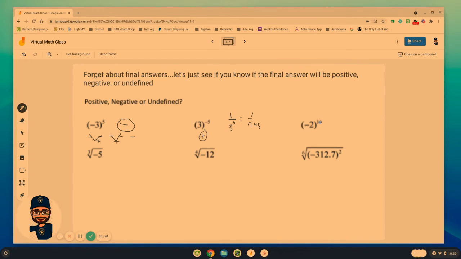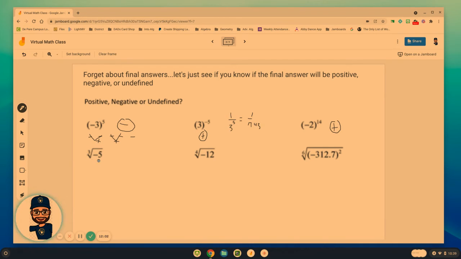Negative 2 to the 14th. So negative 2 times itself 14 times. Now, because it's even, the answer here is going to be positive, because all of those negative 2's end up canceling each other out. The negative parts do. We don't have the one left over like we would with an odd.